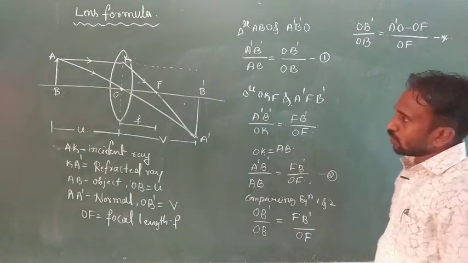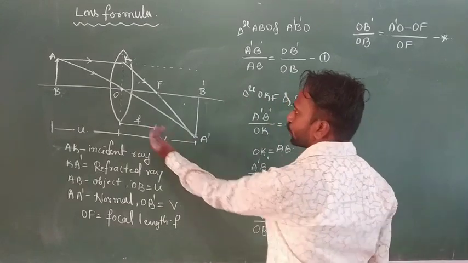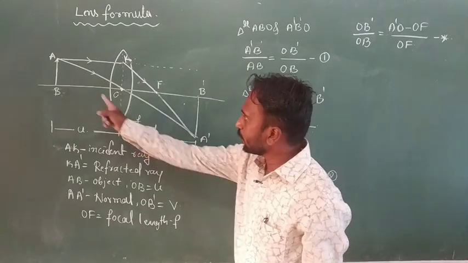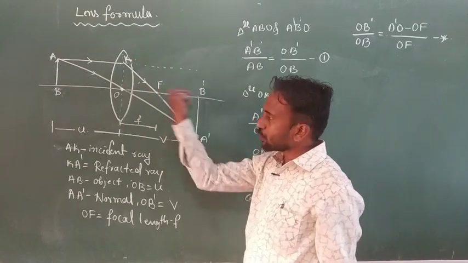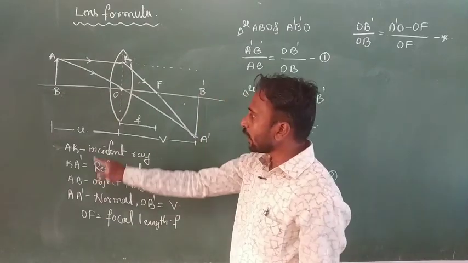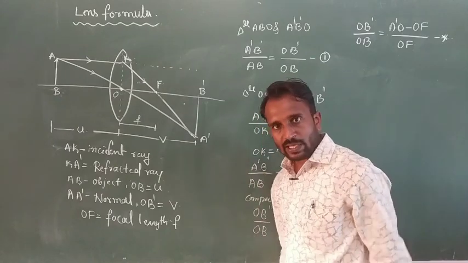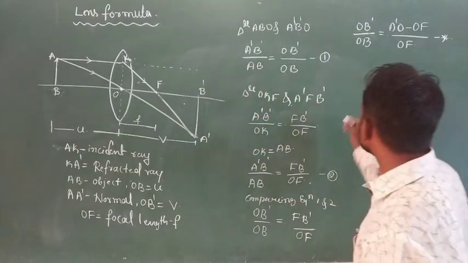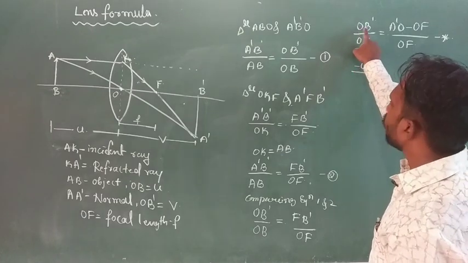According to sign convention, object distance is negative, image distance positive, and focal length is also positive. Why? Because image distance is present along the direction of incident ray, and focal length is also along the direction of incident ray, but object distance is opposite to the direction of incident ray. So here we consider object distance as negative.